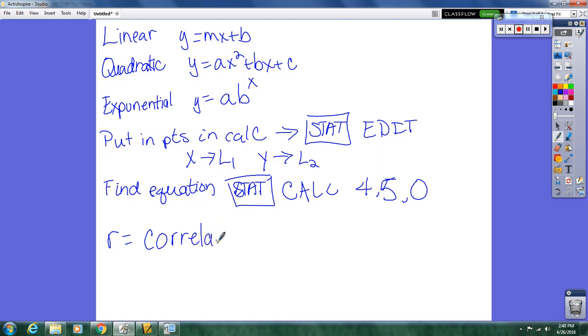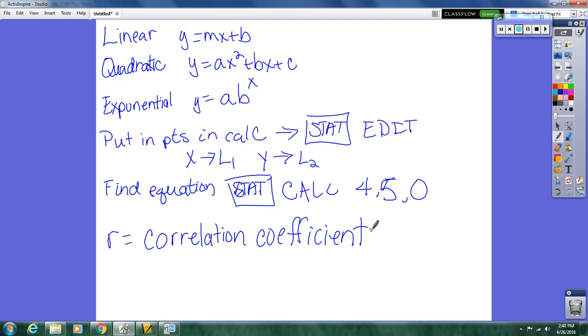Why are we talking when we should be writing? Correlation coefficient. You should be writing correlation coefficient. You will have several questions on your test about this. And you have to know where it is, and you have to know how to turn it on, because your calculator is going to be taken up before you take the test, and they're going to be reset. So you have to know how to go back and turn this on.